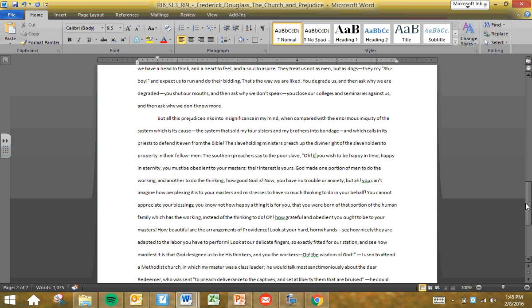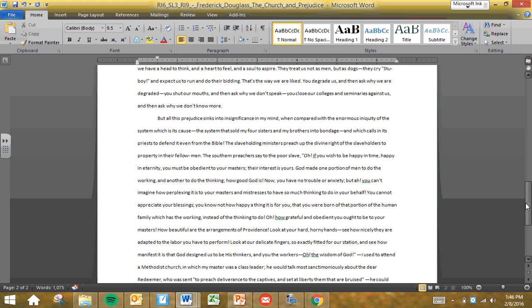But all the prejudice sinks into insignificance in my mind when compared with the enormous inequity of the system which is its cause. The system that sold my four sisters and my brother into bondage, and which calls in its priests to defend it even from the Bible. The slaveholding ministers preach up the divine right of the slaveholders to property in their fellow man.